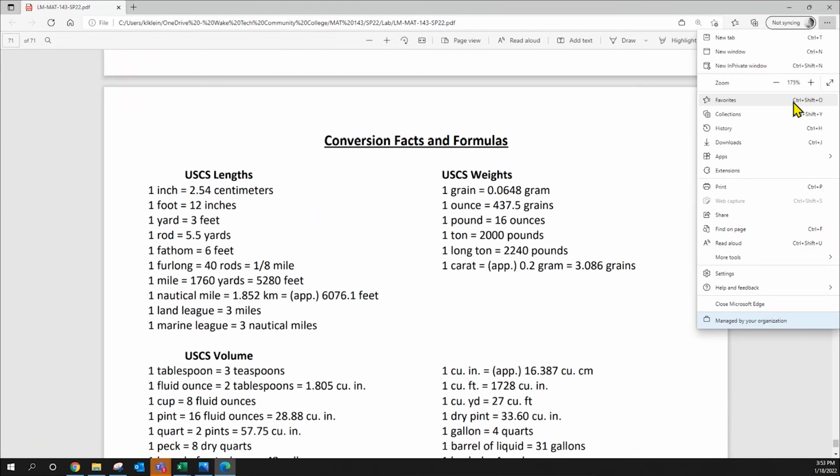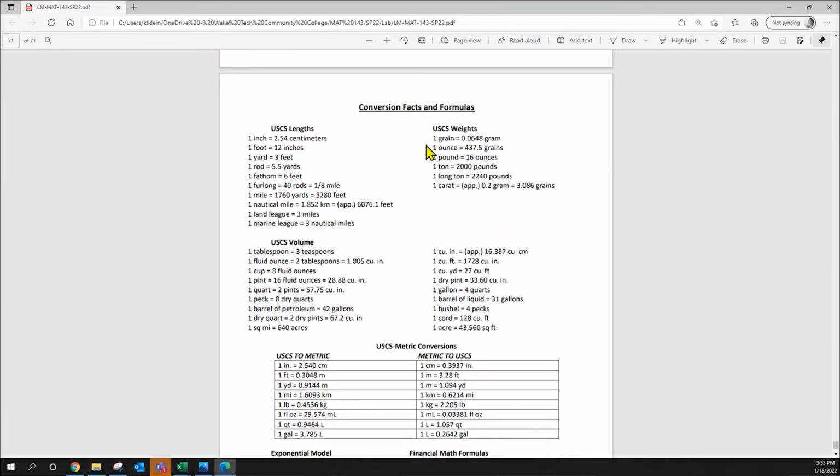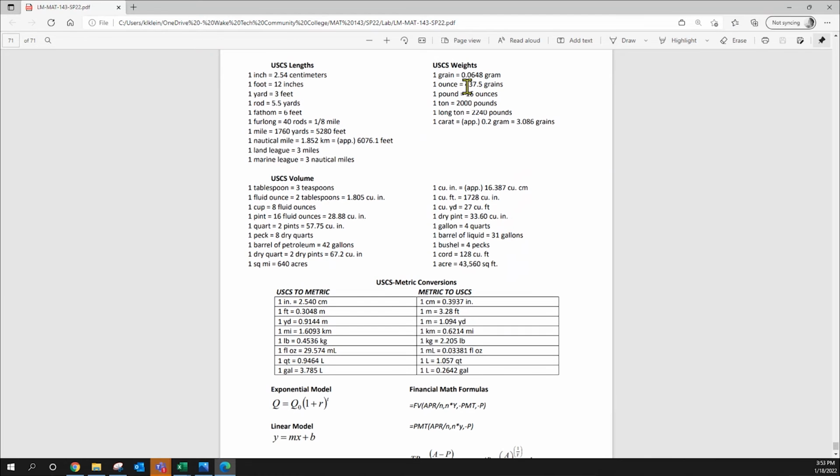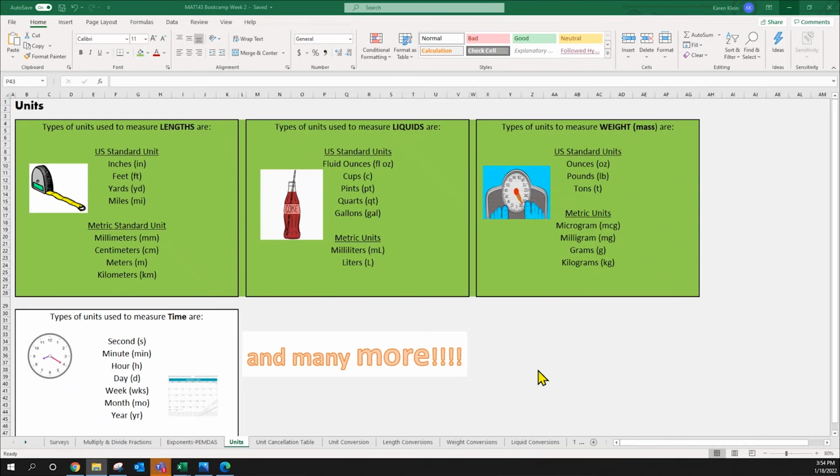So this is what that looks like. The very last page of your lab manual. You'll see some conversion facts and formulas here. So these are the three sections I'm referring to. You do not have to have these memorized. In general, you will have access to these or it will be built into the problem. But you'll notice that what's not on here is time or money. So we're expecting you to know at least the currency of the US and how we track time. So please make sure that you are familiar with those. And we will go over a few of those in just a bit.